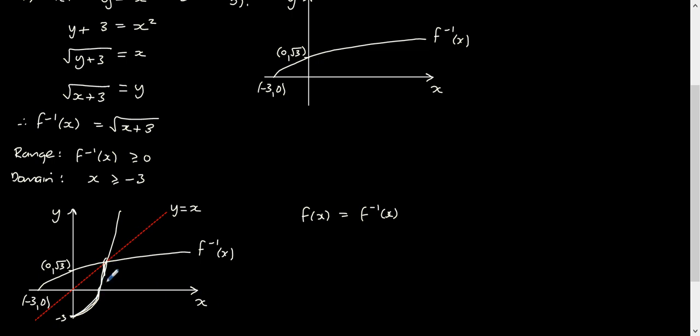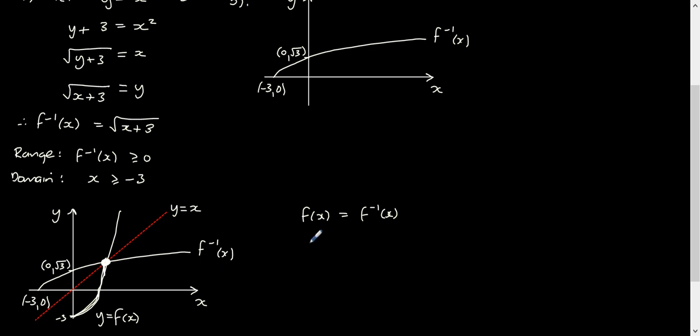Now, where do the two lines intersect each other? Where do y equals f of x and y equals f to the minus 1 of x intersect? Right here. They intersect on the mirror line, and that's always going to be the case. If the two inverse functions do intersect, and they don't always intersect, but if they do, they will always intersect on the mirror line, y equals x.